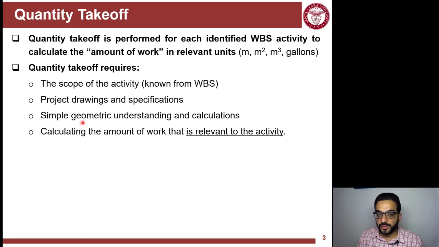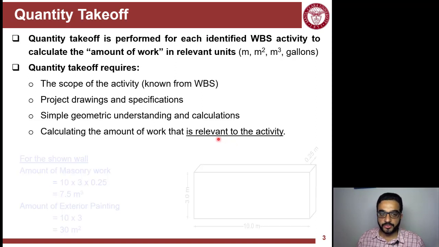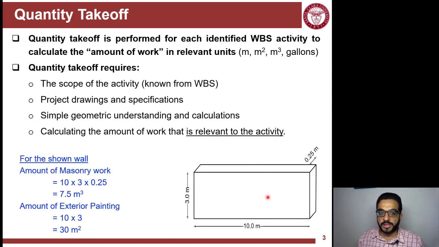You need to have very basic geometric understanding and math, and also calculate the amount of work that is relevant to the activity that you're focusing on. So for example, this wall entails masonry work, so I need to calculate it in a volumetric amount. And the wall also entails painting or finishing on the faces that need to be finished. So you need to calculate the amount of exterior painting here, which is an area quantity.